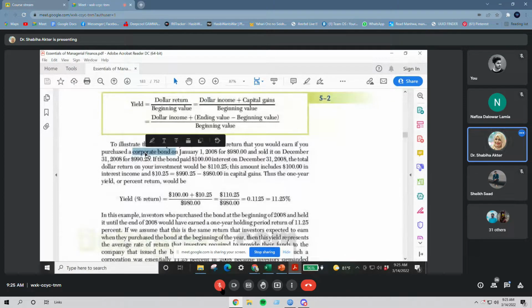Do you know that? What is the difference between stock and share? Basically, there is no difference. What is stock? That is share. So, see, this concept I have discussed.